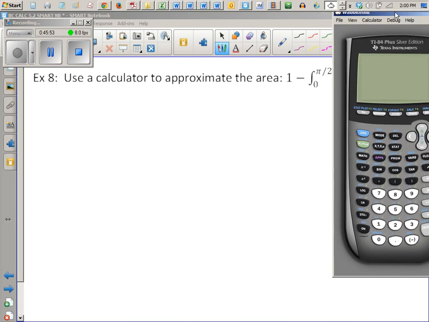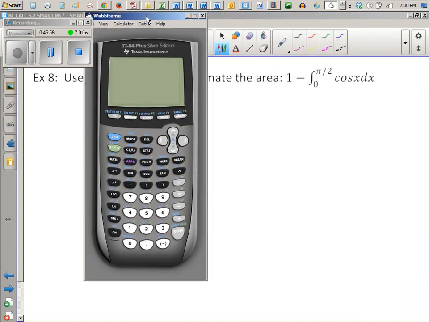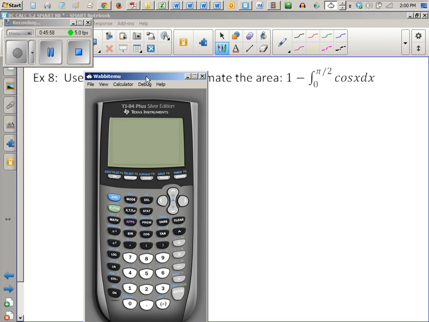So what we're going to do is just use our calculator for that. And we're not going to use a program that we downloaded. Actually, your calculator already had it built in when you bought it.